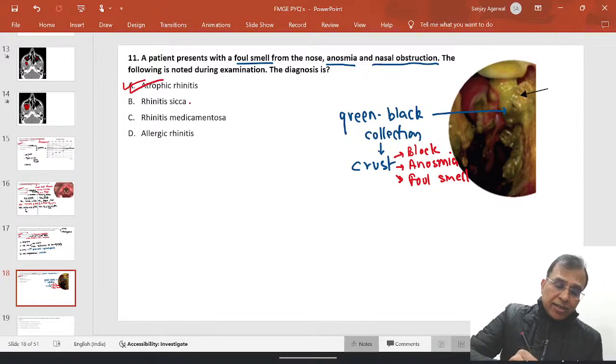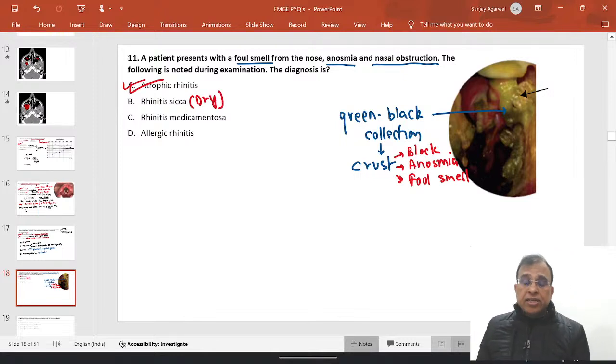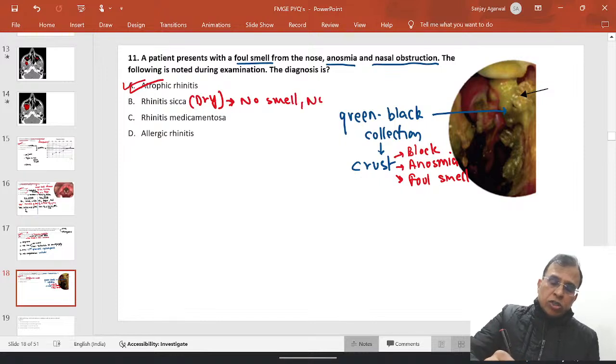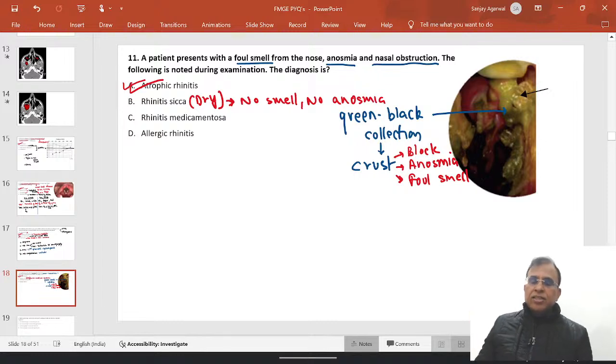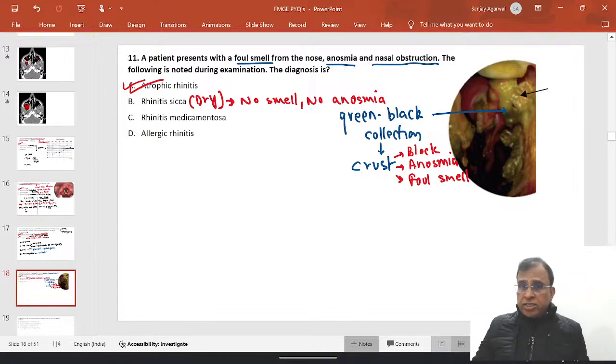In rhinitis sicca, the word sicca means dry. There is dryness inside the nasal cavity. There is no foul smell usually, and there is no anosmia, no loss of sense of smell. You understand that loss of sense of smell will only happen if the nose is completely blocked, so the air is not entering the olfactory epithelium, or if the olfactory epithelium is atrophied, as in atrophic rhinitis.